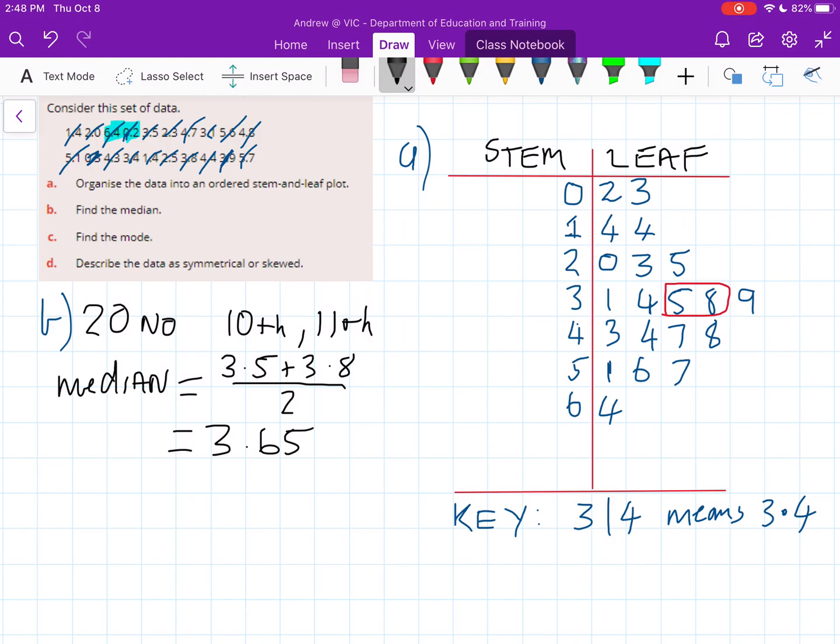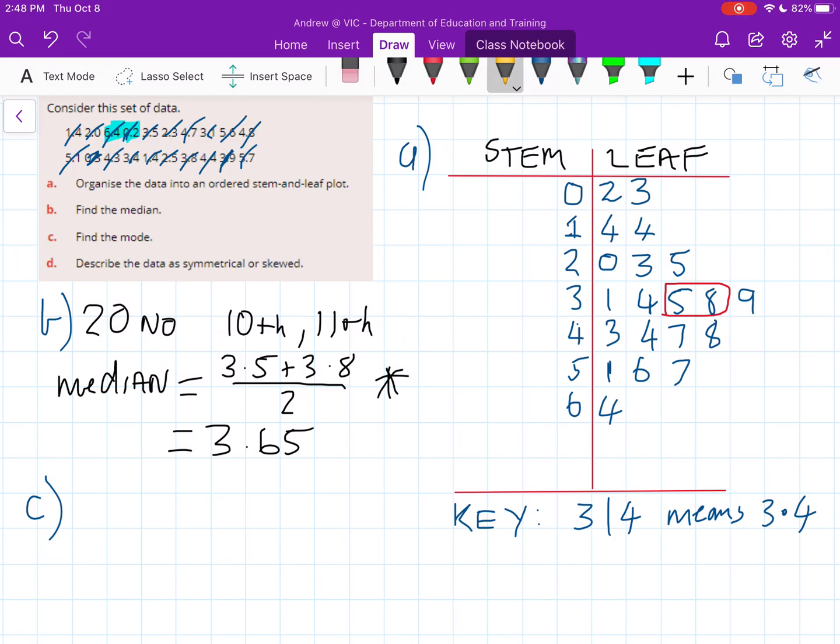So just be aware whenever you have an even amount of numbers in total that it's going to be two numbers and you need to take the average of those two numbers, just like I did there, or the mean of those two numbers. So part C here, we need to find the mode. So which number was the most or came up the most?